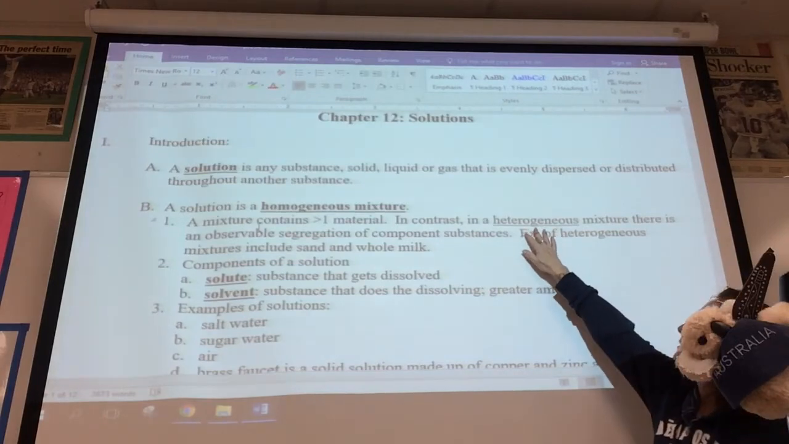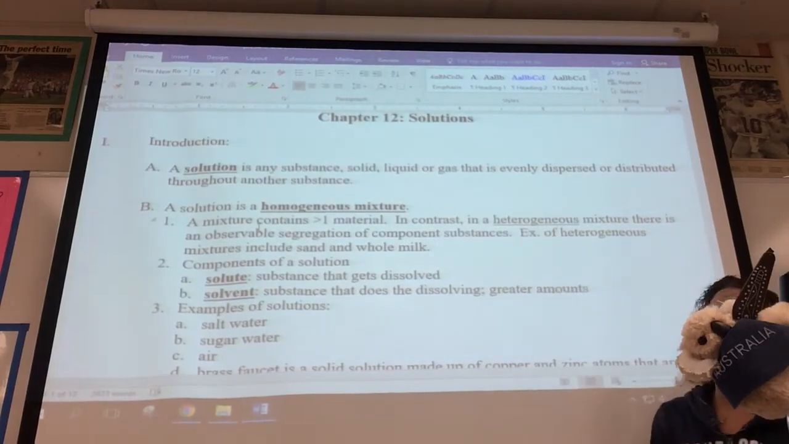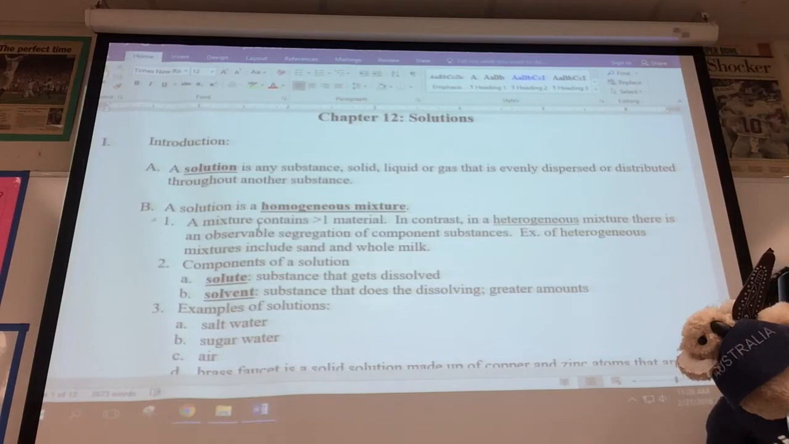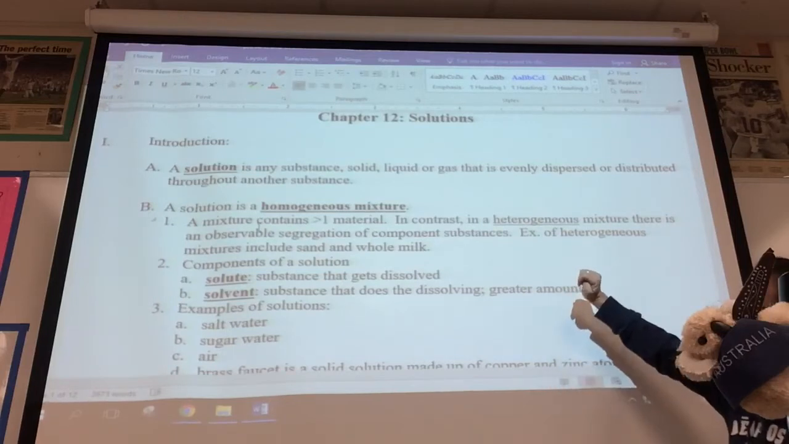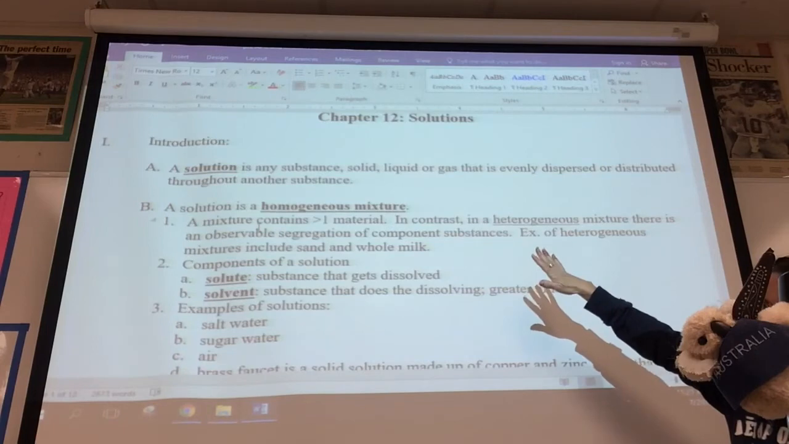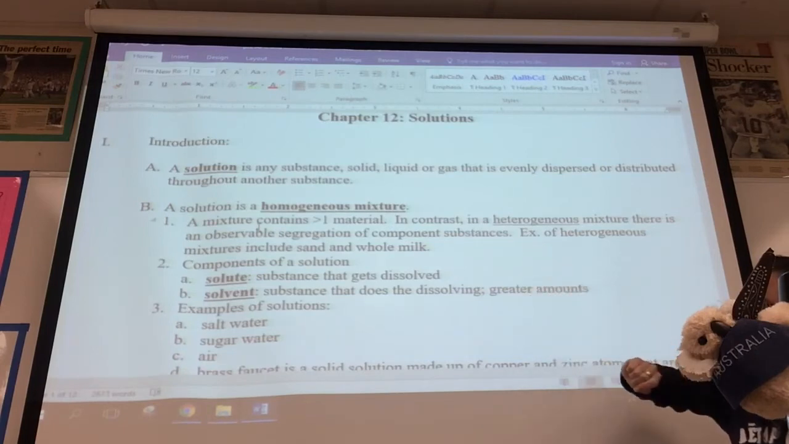A heterogeneous mixture also contains more than one material, but you see at least two materials if it's heterogeneous. For example, oil and water, oil and vinegar. You can see at least two materials. Granite would be another example. In Florida, we go to the beach a lot. You can see shells and all types of rocks in the sand on the beach. That would be heterogeneous. This chapter is going to talk about homogeneous mixtures, solutions.